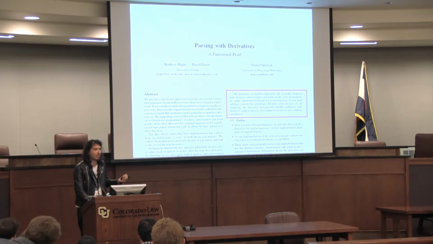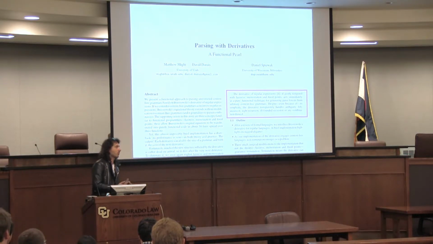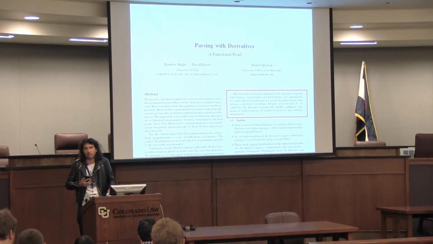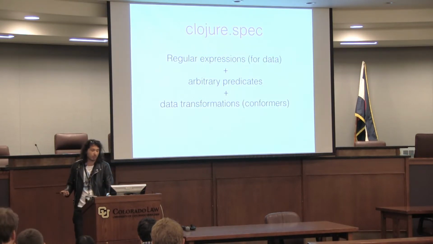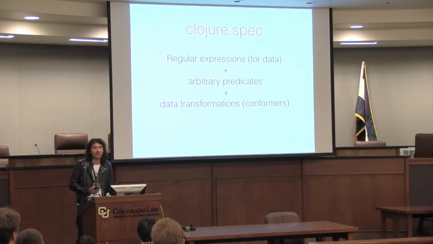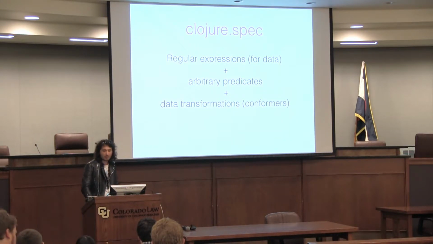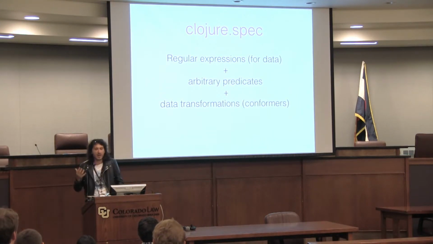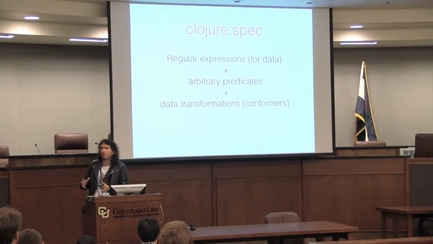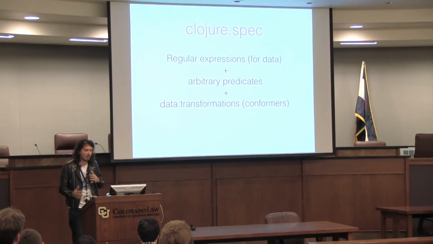The first and most noteworthy twist is that instead of just parsing or working on strings as regular expressions usually do, Clojure generalizes this to working on arbitrary data structures. Then the second thing it does is introduce the ability to have arbitrary predicates. Basically, you can have any kind of Clojure code running within your spec. And last but not least, it also provides a mechanism for transforming data as you're validating it.